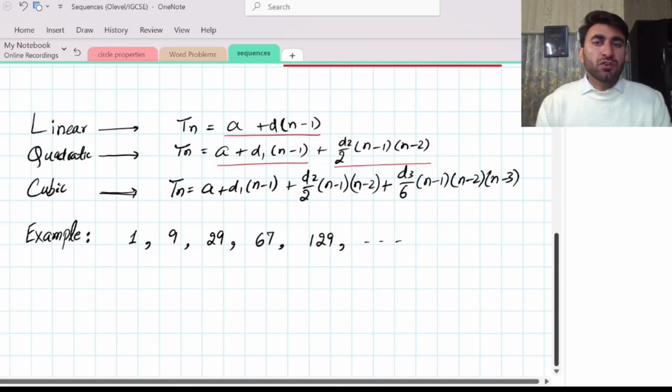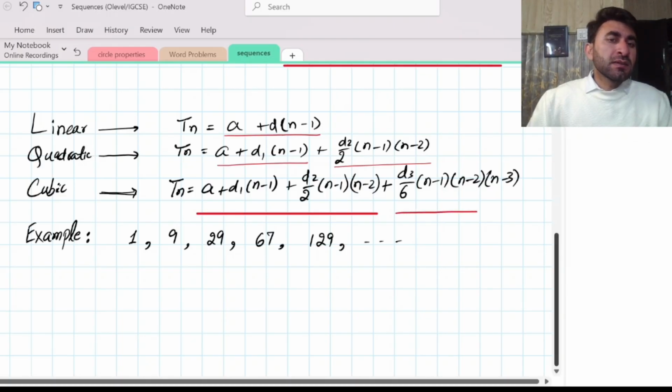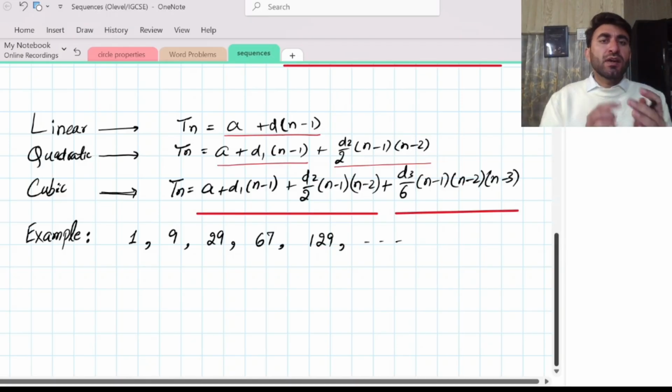In case of a cubic sequence, the first part is just the same, that comes from the quadratic sequence: a plus d1 times n minus 1 plus d2 divided by 2 times n minus 1 into n minus 2. That is the quadratic part, and there is an addition to it for the cubic term, and that is d3 divided by 6 times n minus 1 into n minus 2 times n minus 3, because it is a cubic sequence.